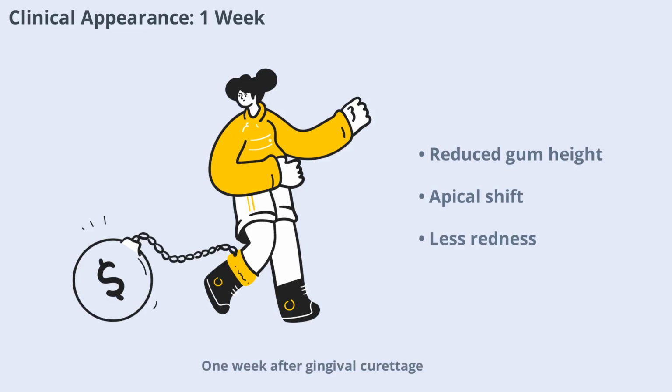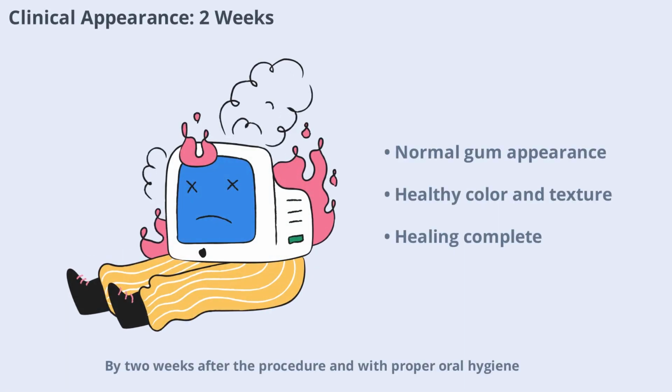One week after gingival curettage, the gingiva typically shows reduced height, an apical shift, and slightly reduced redness. These changes indicate that the healing process is progressing well, with inflammation subsiding and tissue beginning to return to a healthier state. By 2 weeks after the procedure, and with proper oral hygiene, the gingiva usually returns to a normal appearance.